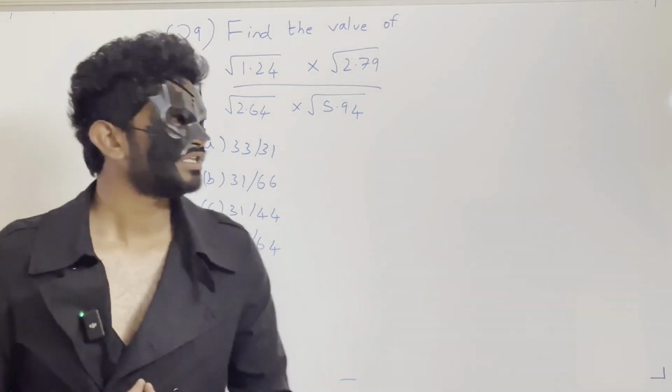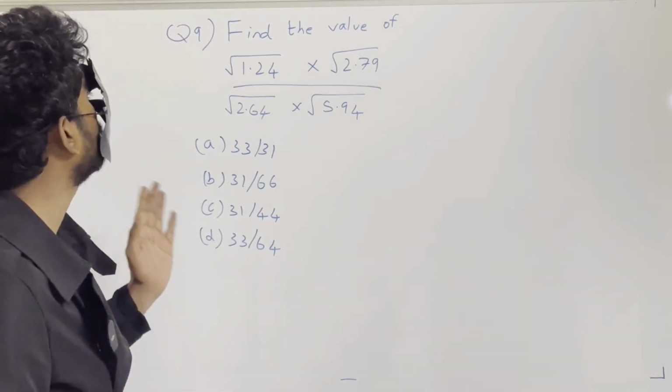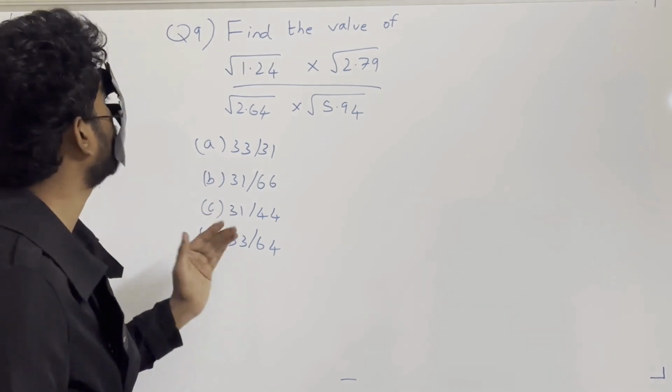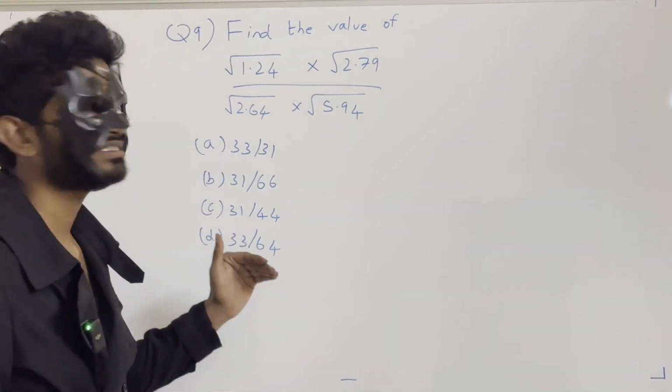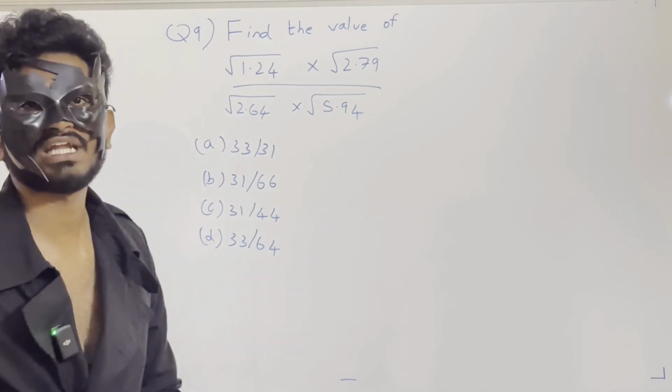So superhumans, next question is, find the value of square root of 1.24 into square root of 2.79 by square root of 2.64 into square root of 5.94.